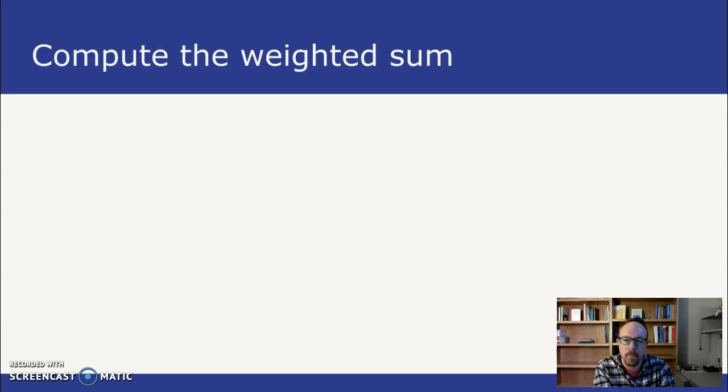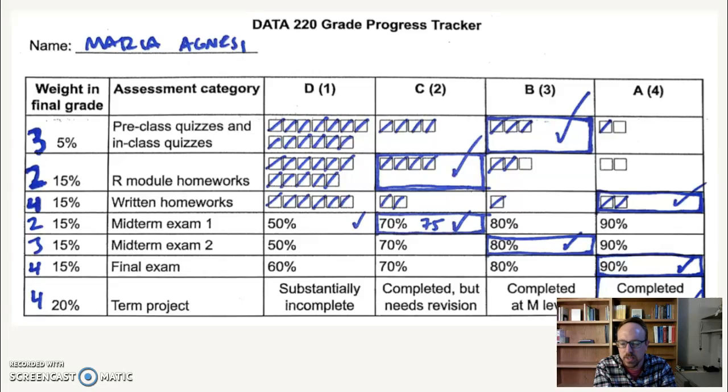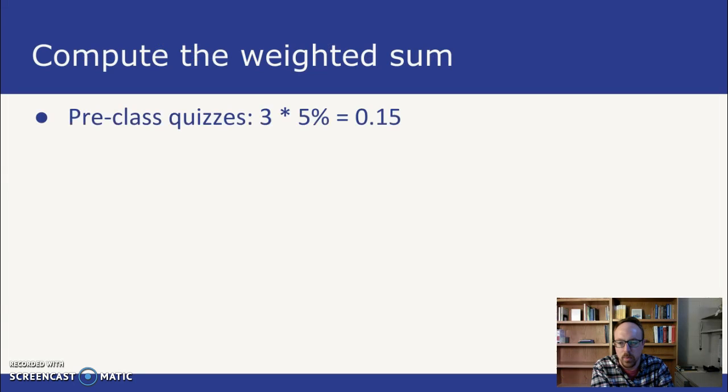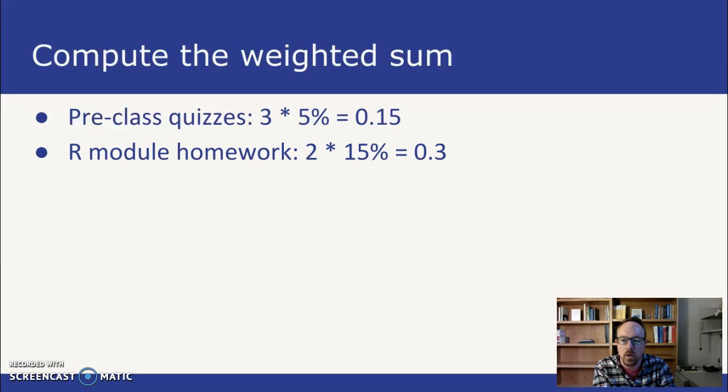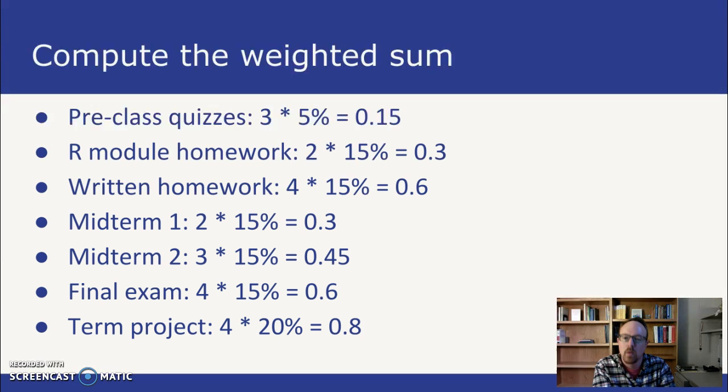All right, so now we're going to compute the weighted sum. You'll see each of these assessment categories has a certain weight associated with it. So in the pre-class quizzes, the weight is 5%. So we take our 3 grade points, we multiply it by 5%, and that gives us 0.15, et cetera, for the rest of them. And then all we have to do is add all of those together. We get a total of 3.2.